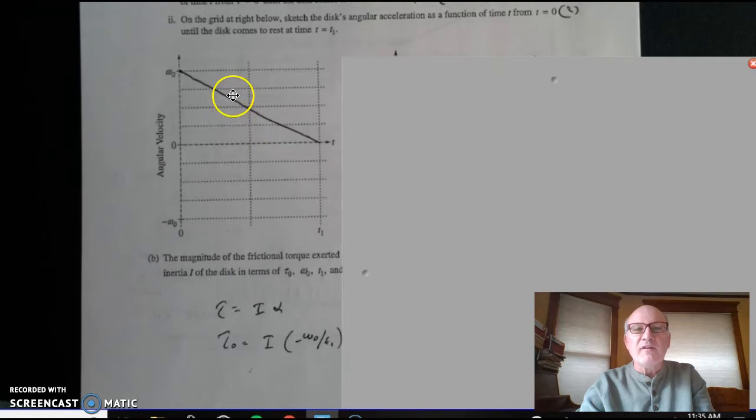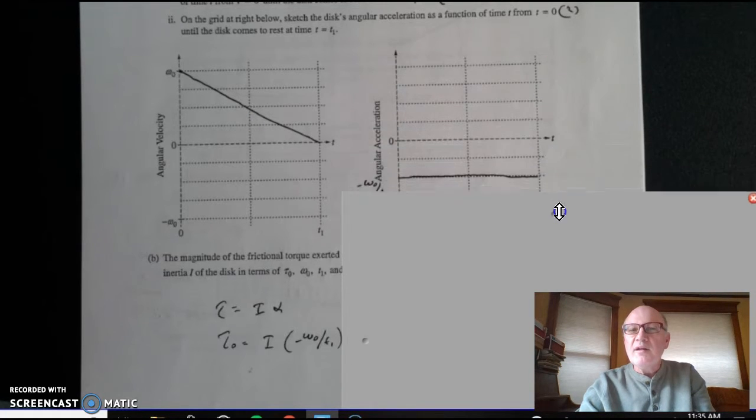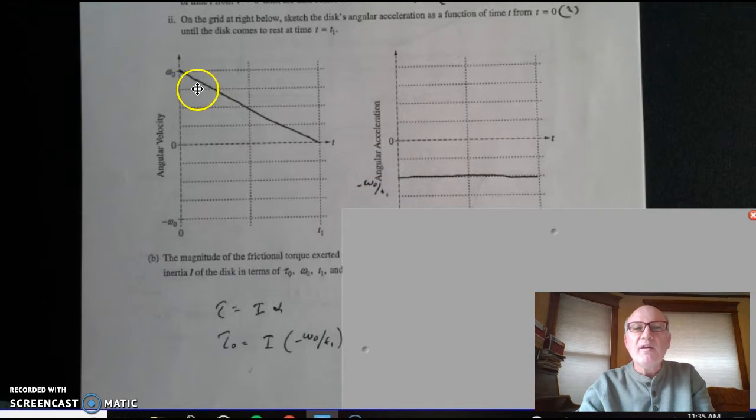Slope of the angular velocity graph is angular acceleration, which is the same relationship that velocity and acceleration have in the translational world. So we go down to here and we pick some arbitrary location for our angular acceleration, and I've labeled it minus omega 0 over t1 because the change in y is negative omega 0, the change in x is t1, and so that would be our slope.